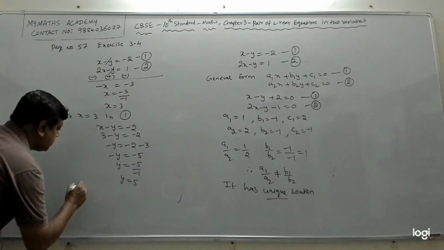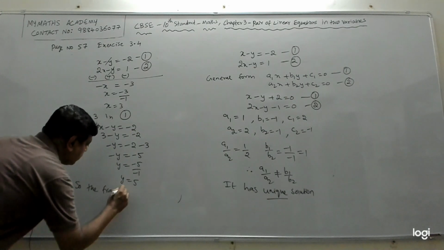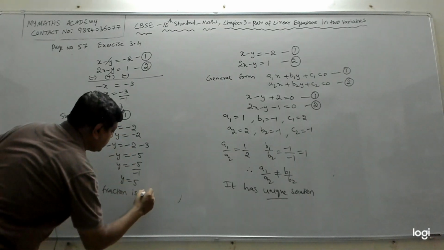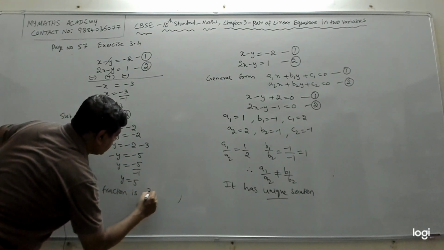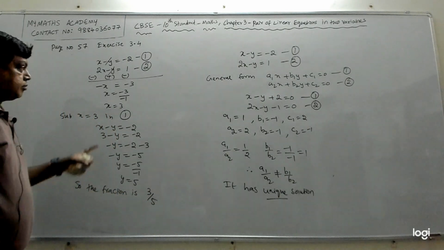Now what is the fraction? The fraction is x by y. x is 3, y is 5. So the answer is 3 by 5. The answer is 3 by 5.